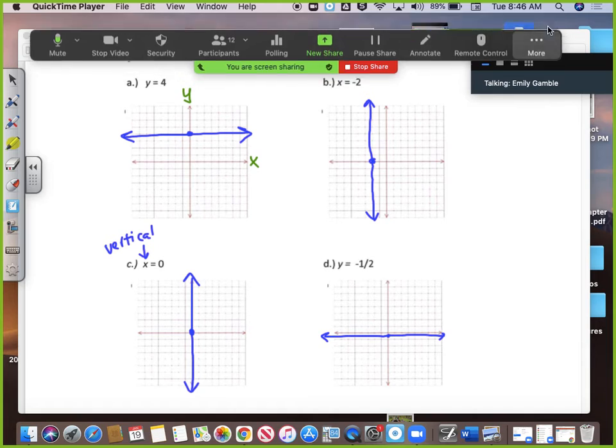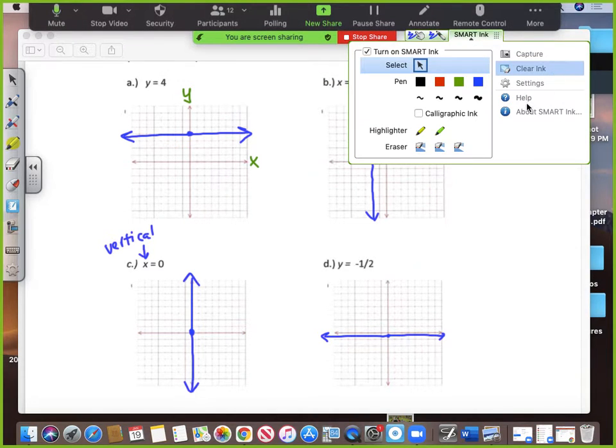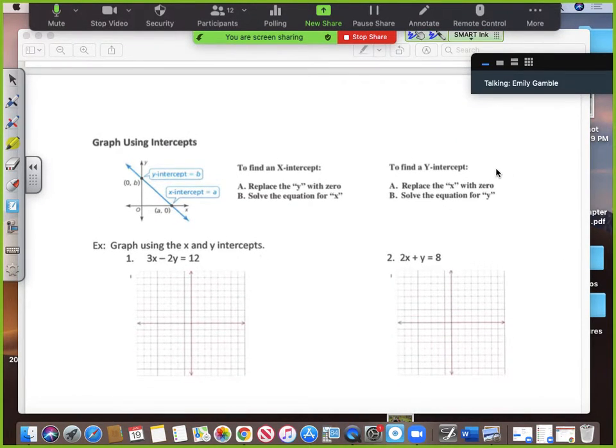I'm going to clear this and move on to the next page here, which is just a refresher of how to graph using x and y intercepts. If we are using x and y-intercepts to graph, what you would need to do is find where the line crosses the x-axis, that's the x-intercept, and where the line crosses the y-axis, that's the y-intercept. To find the x-intercept, you replace y with a 0 and then solve that equation for x. And to find the y-intercept, you do the opposite. You replace the x with 0 and solve for y.